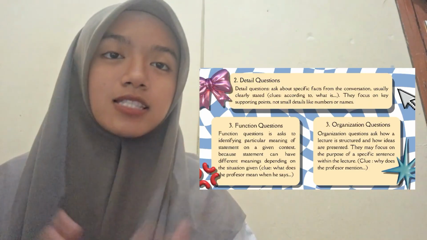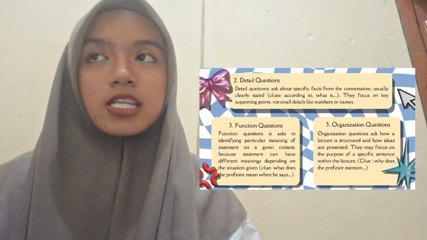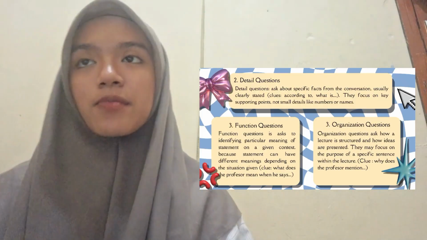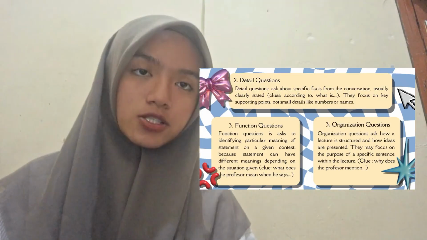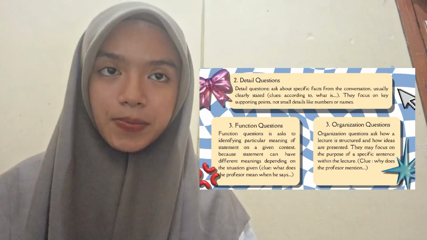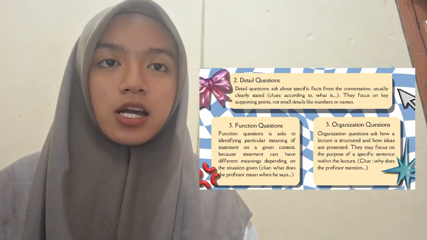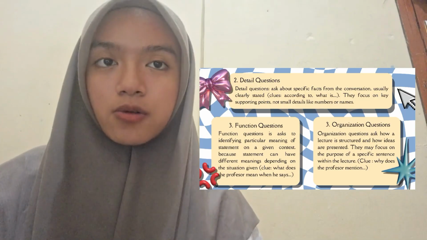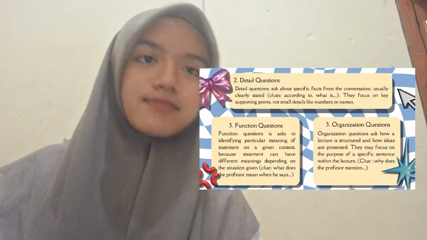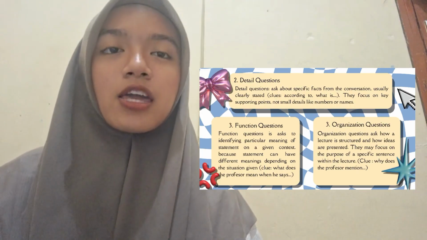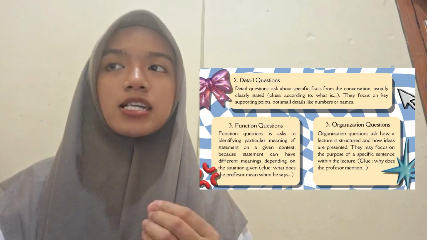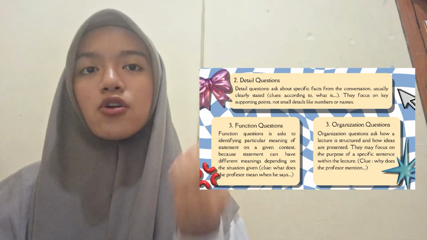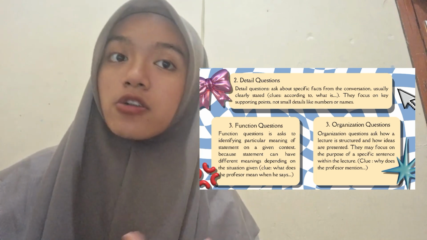The second one is detail questions. Detail questions ask about specific facts from the conversation, and the answers are usually clearly stated. You can recognize this by a clue like, according to the professor, what is the cause of blah blah blah. And remember, they focus on the key supporting points, not small details like numbers or names.